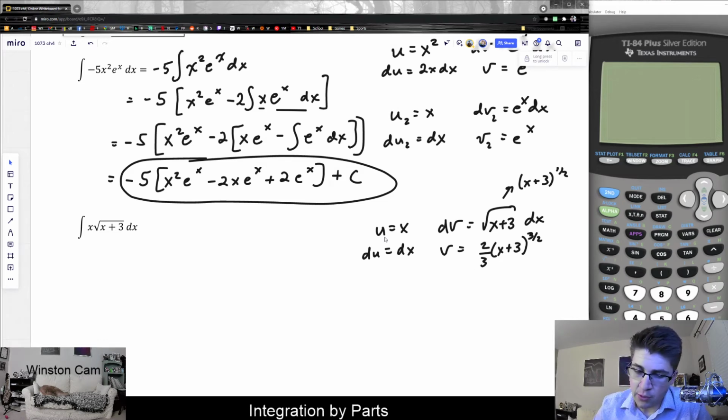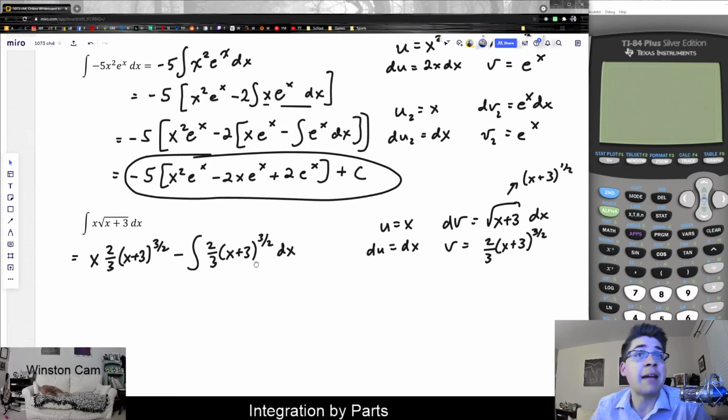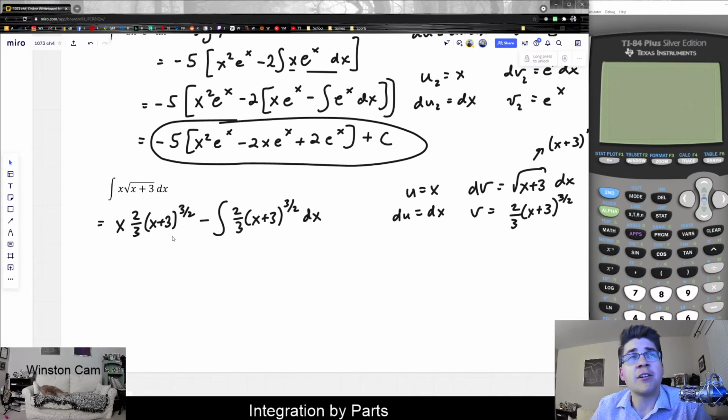So again, we have integral u dv, and that must be equal to u times v. So we have x times 2/3 x plus 3 to the 3/2 power, and then it'd be minus integral v du. And notice I do have v once again, so ideally we don't have to deal with v that many times, but since this is also relatively easy to integrate by power rule, and since du is just dx, this is just a direct antiderivative, again using the power rule. And this part over here has already been integrated.